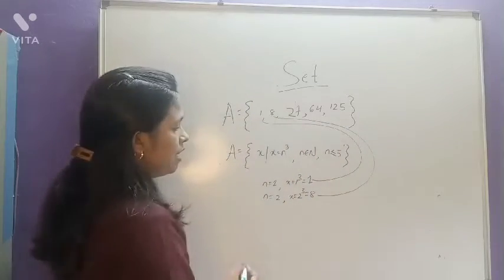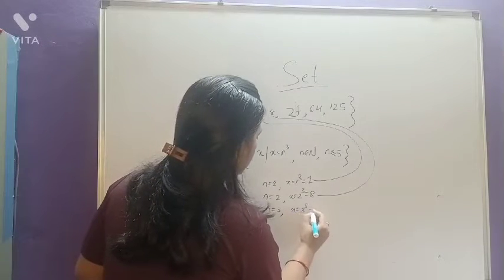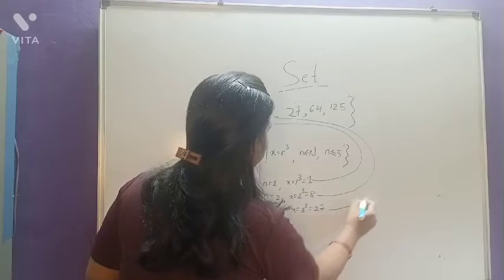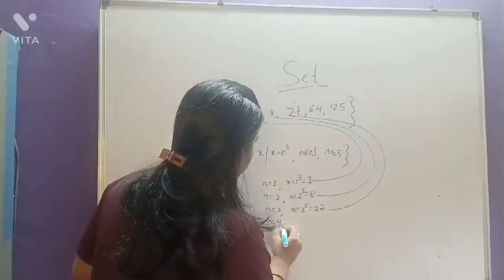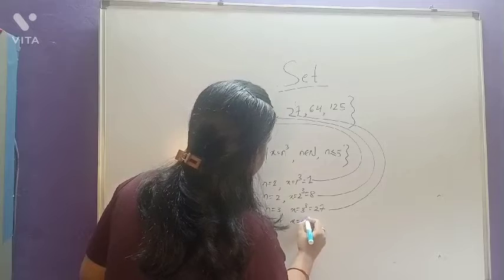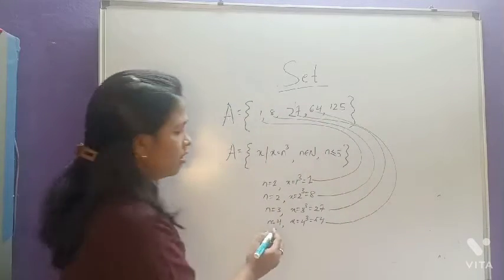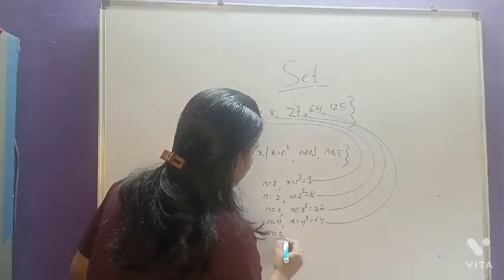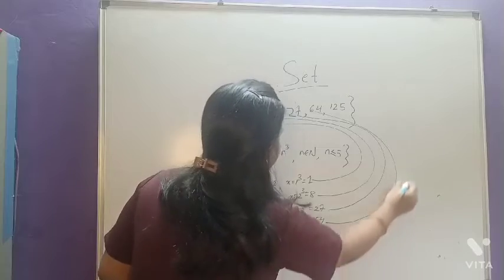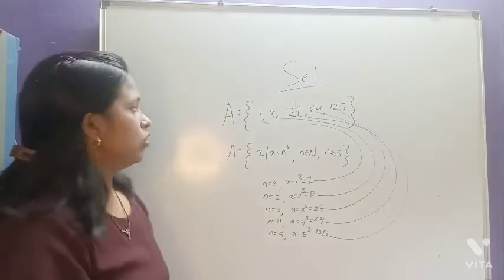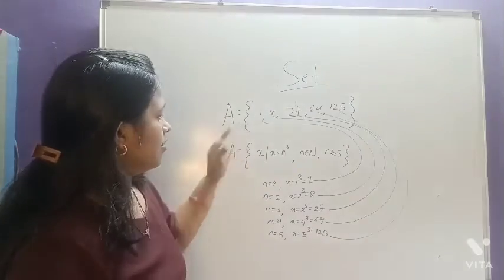That is in this set. Similarly, when n is equal to 3, x is equal to 3 cube, that is 27. This is present in the set. When n is equal to 4, x is equal to 4 cube, that is 64, that is in this set. When last n is equal to 5, x is equal to 5 cube, that is 125, this is present in the set.